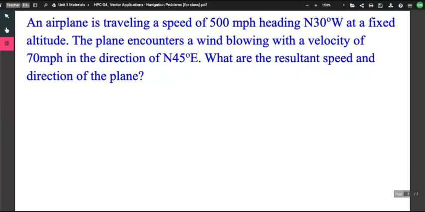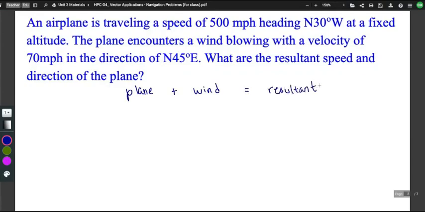So we can think about this like a vector equation. And I'm just going to write it really casually in words. This is how I think about it. I think about it as we've got this plane, and it encounters this wind. And then we get this resultant. What happens because of that?